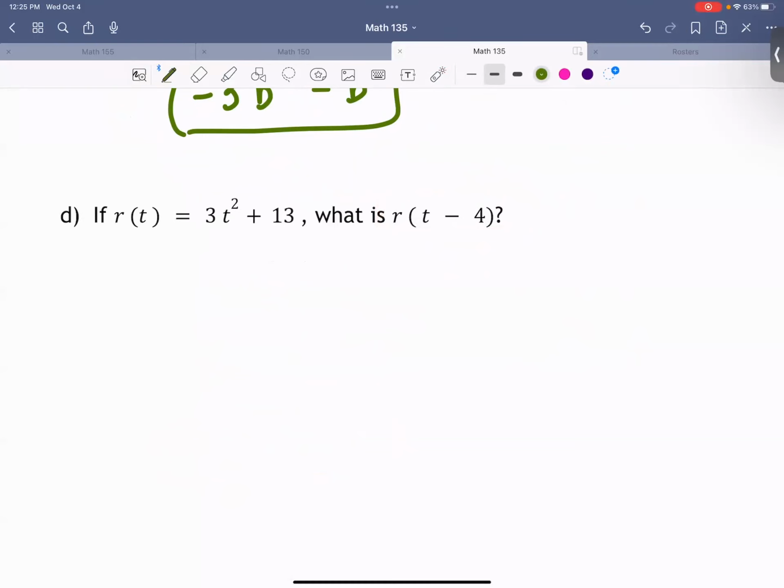Perfect. Plug in t minus 4 anywhere you see a t. So since there's a t right here, I'm going to write t minus 4 in parentheses because I have a big expression here and I think it might be easiest to do that. Okay.